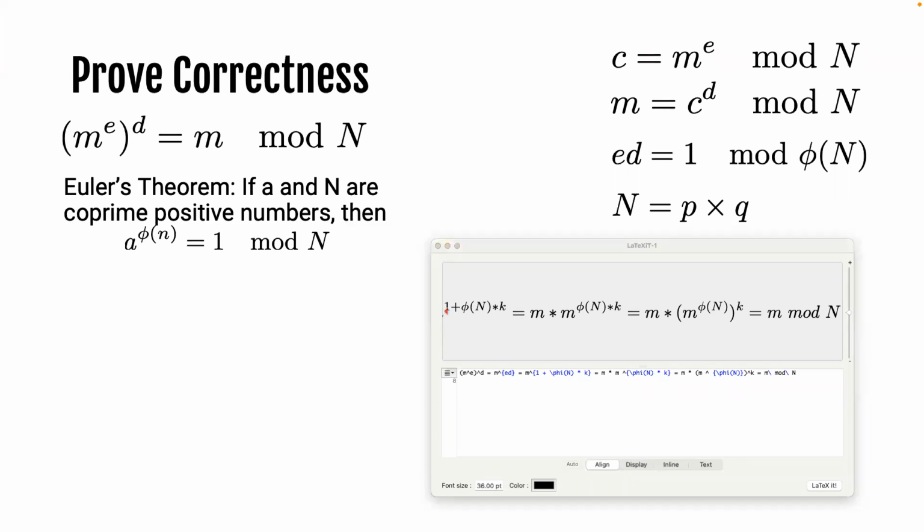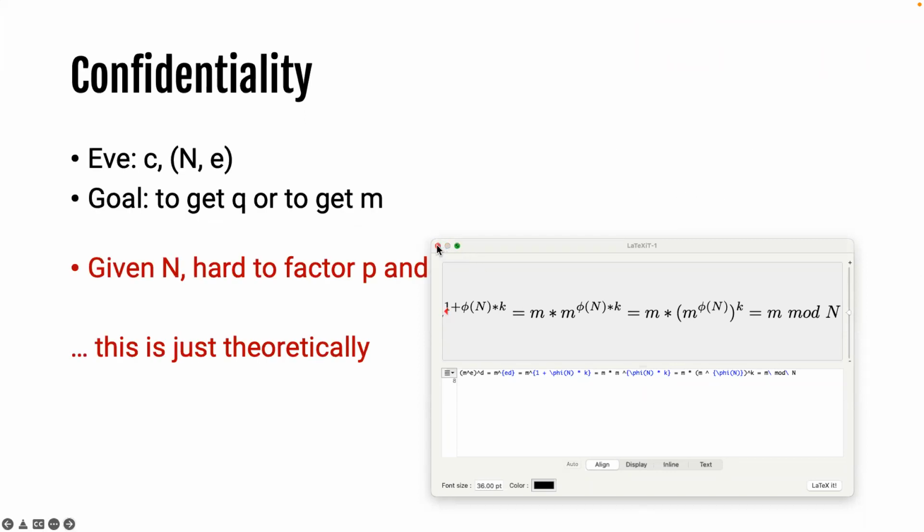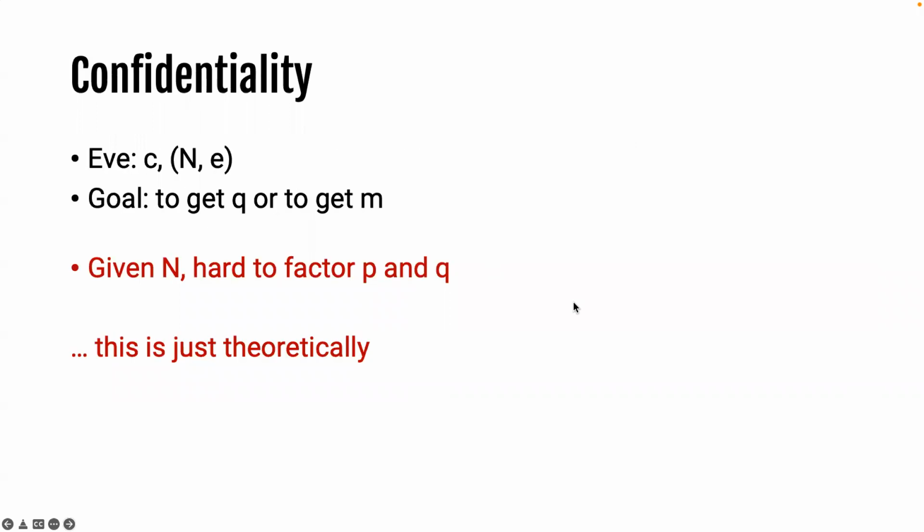Cool. Okay, now let's continue. So we just talked about how RSA works. We know that this is the way that RSA encrypts and decrypts messages. And now let's talk about confidentiality again. We know that the goal is to get the plain message if someone has the secret key.